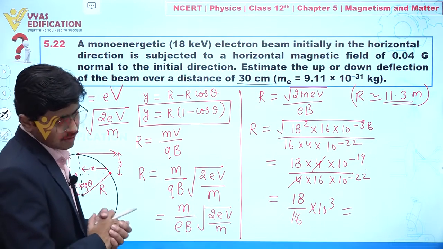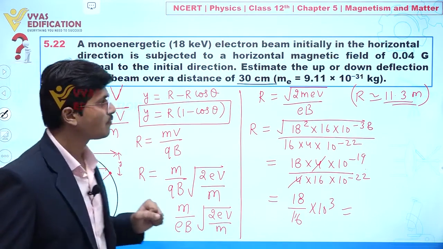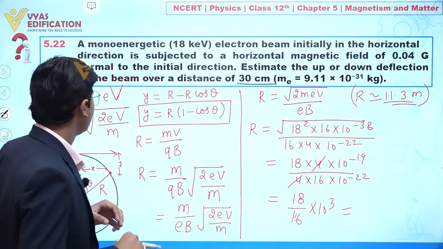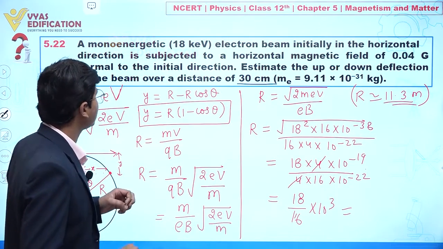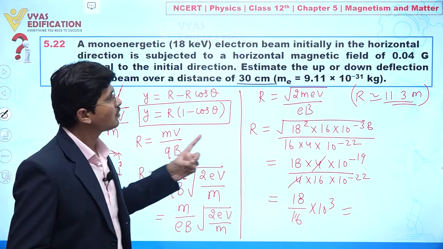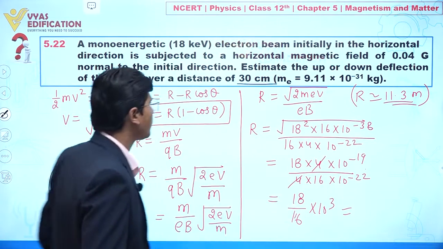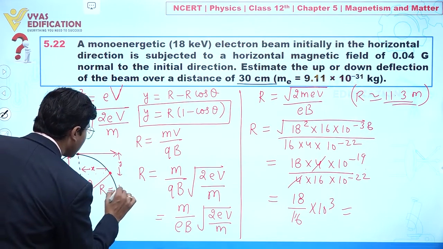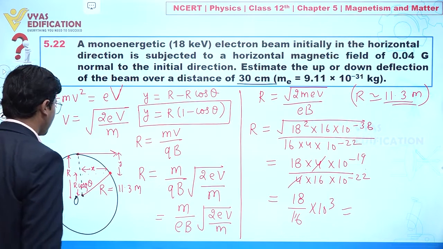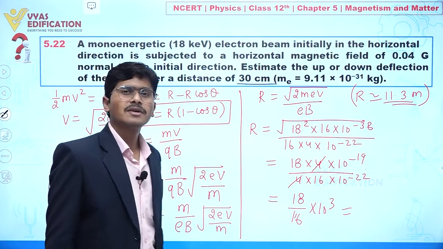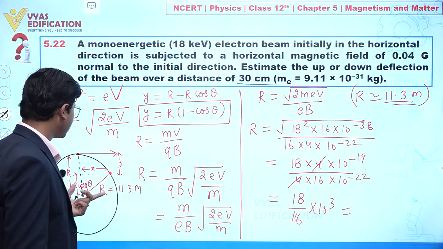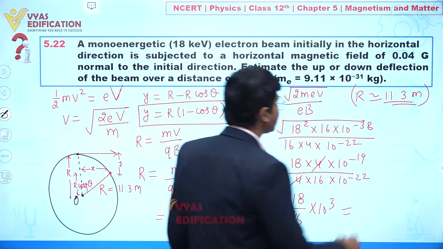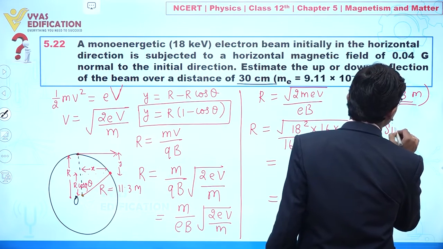Now we can see what our objective is. That is very important. Our objective in this question is to calculate the value of y. So we are getting the value of r, that is 11.3 meter. Now can we find the value of theta? Directly I can say what is the value of sine theta.